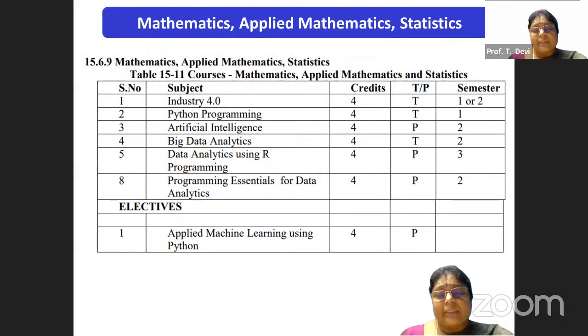Okay, this is for mathematics. Mathematics forms the base for machine learning. So applied machine learning using Python as an elective for mathematics and applied mathematics and statistics, artificial intelligence, data analytics using R, and programming essentials for data analytics are the courses that can be introduced for this.